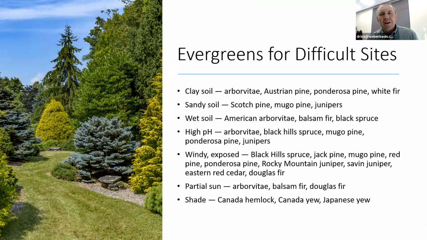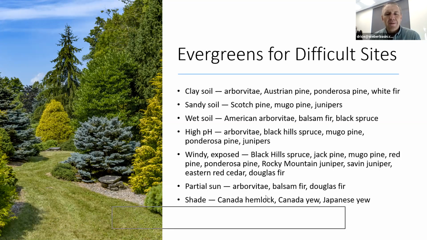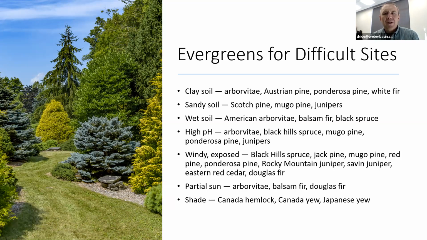I mentioned earlier about soils and conditions of well-drained soil. So here's a general list of just a few types of evergreens that are going to do well in some varied conditions. If you have a heavy clay soil, then you're going to be looking at plants like Arborvitae. Austrian pines will tolerate heavy clay, ponderosa pine, and white fir. The downside is all of those except Arborvitae are big trees. Now, if you find some cultivars of those trees, they'll also do fairly well in a heavier soil.